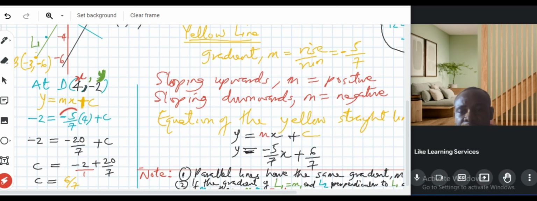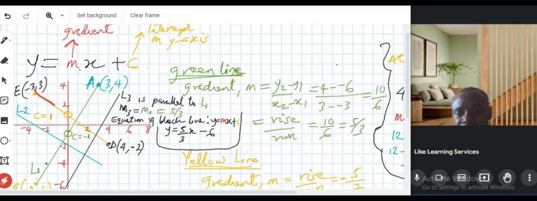-5 times 4 will give us -20/7 plus c. So to find c, we move this to the other side, and it becomes -2 plus 20/7. When -20/7 moves to the other side, it becomes plus. So -2 plus 20/7 will give us 6/7. So c is 6/7. The intercept for this yellow line is 6/7, especially when it is not given. We can use that to find it.